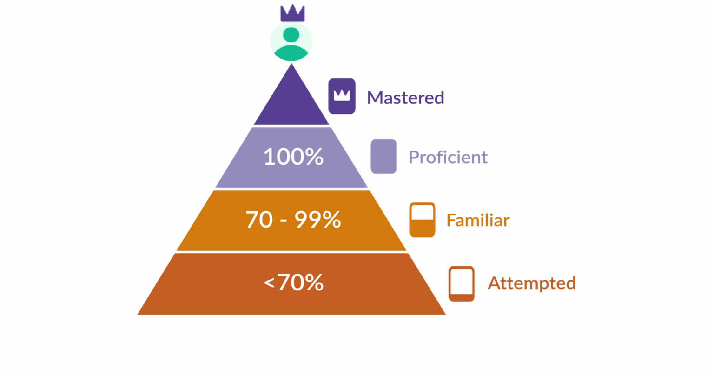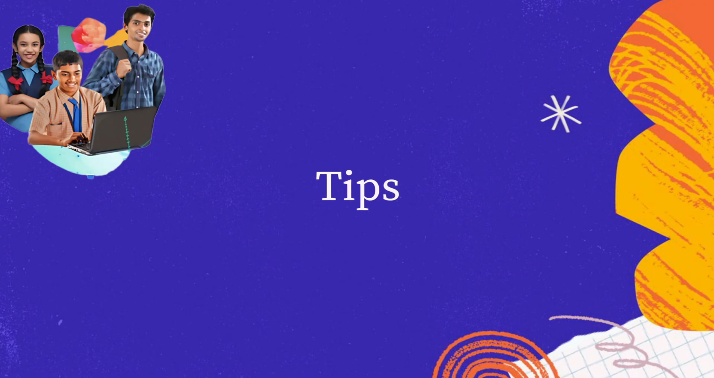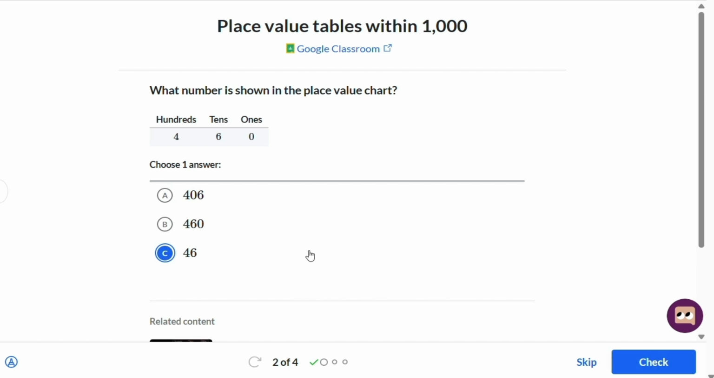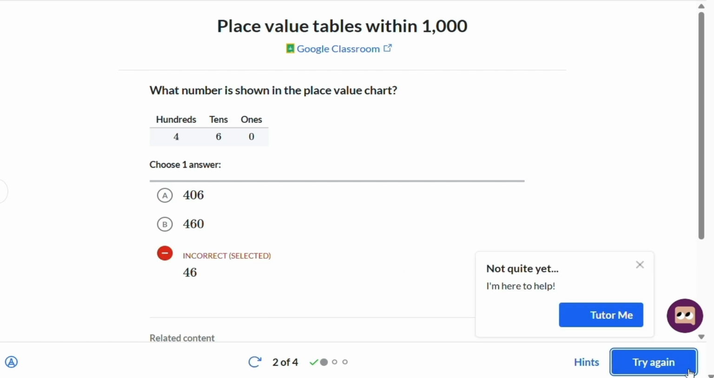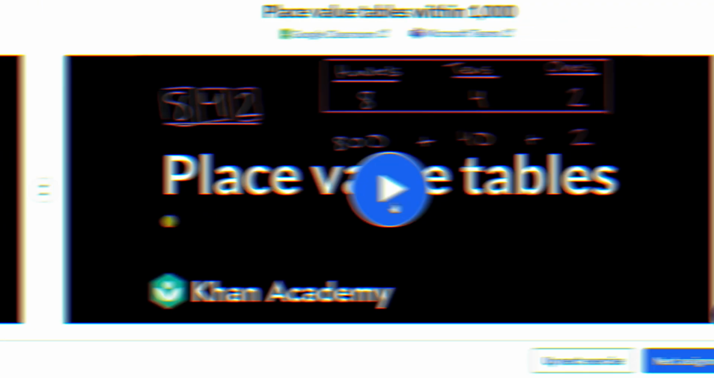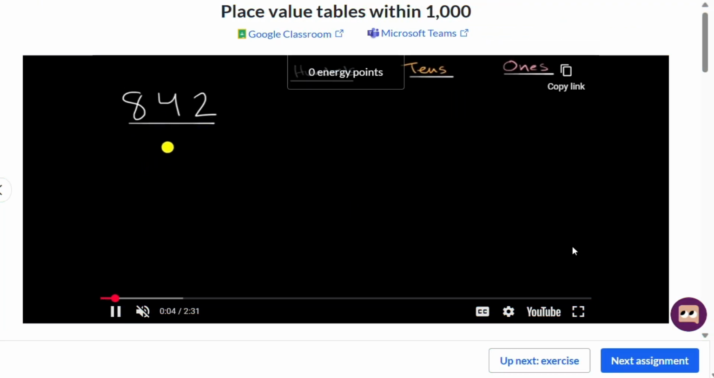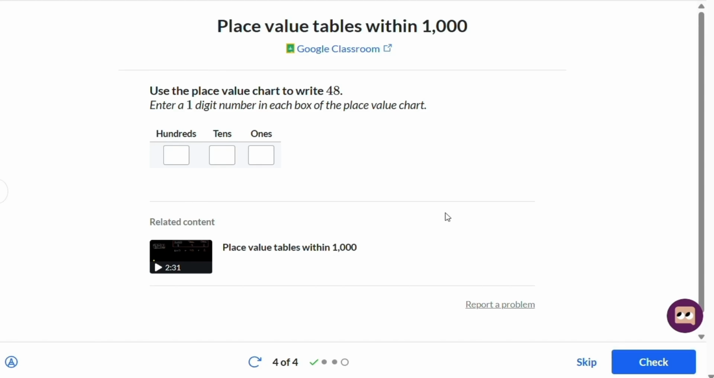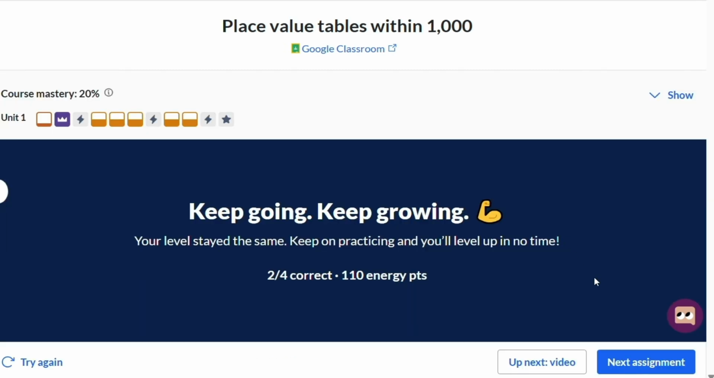But do you know what exactly you should do to start your journey towards mastery? Here are some tips for you. Firstly, never give up. When you start practicing an exercise, you might get stuck, but use the available hints and don't be afraid to retry. You can also take help from related videos and practice the same skills over and over. After all, practice makes you proficient.